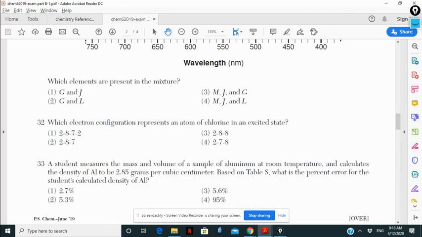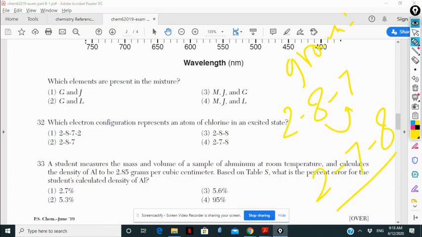Now I'm going to the reference sheet. So 2, 7, 8. So the answer must be number 4.